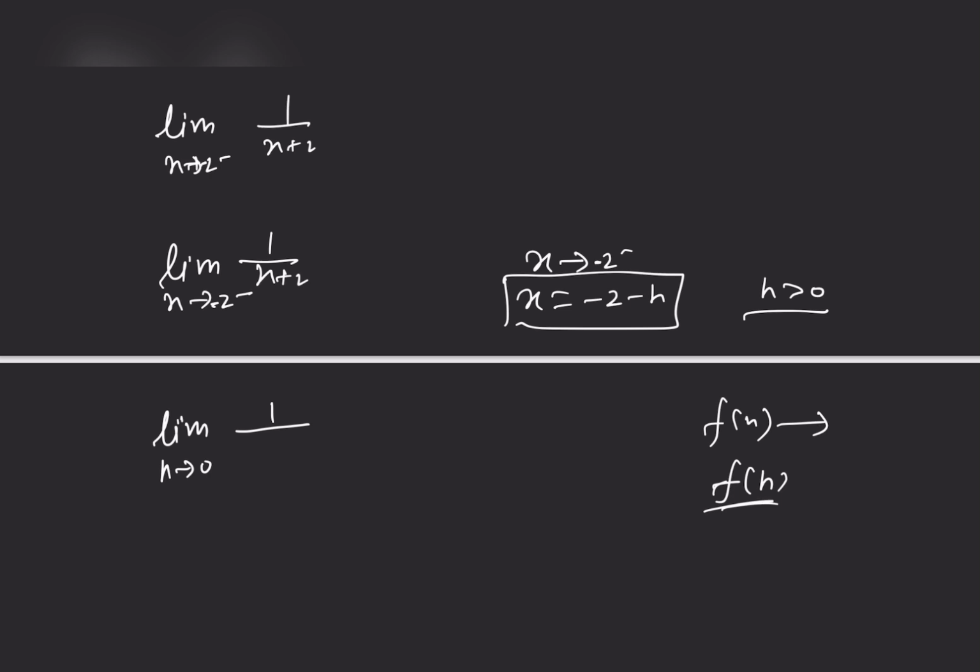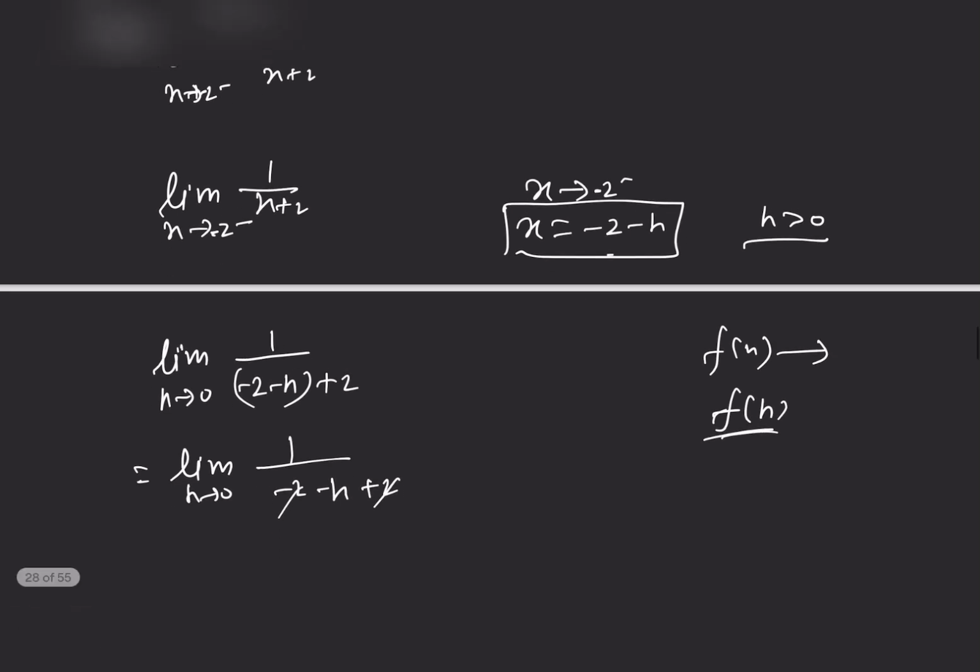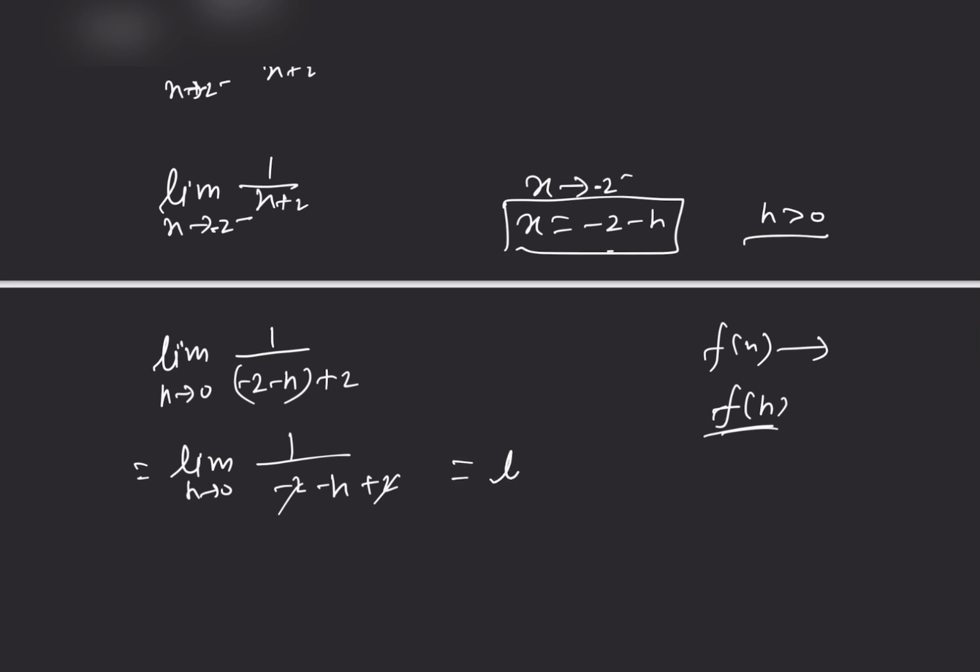So what we can do, we have to replace x with h. So x equal to what? Here we have minus 2 minus h. So minus 2 minus h plus 2, right? So here I'll put the limit h tends to 0 of 1 over minus 2 minus h plus 2. Minus 2 and plus 2 cancel. We have limit h goes to 0 of negative 1 by h, right? So it gives you minus infinity. Directly you can also write minus 2 and plus 2, which is equal to 1 by 0, but this is the appropriate way to do it.